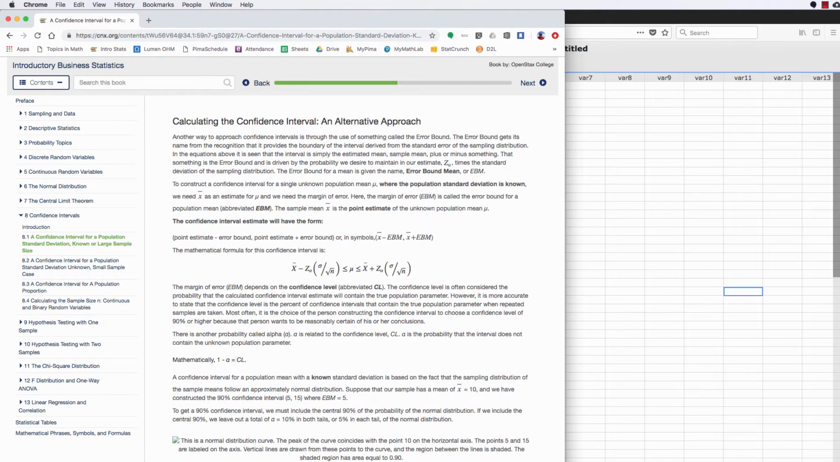To create this EBM, or what they refer to as an error-bound mean, we would take the z-score for our confidence level. So if it's a 90%, we look up 90% on the z-table. And we multiply that by the standard deviation divided by the square root of n of our sample size. And then we would add or subtract that to the mean that we found.